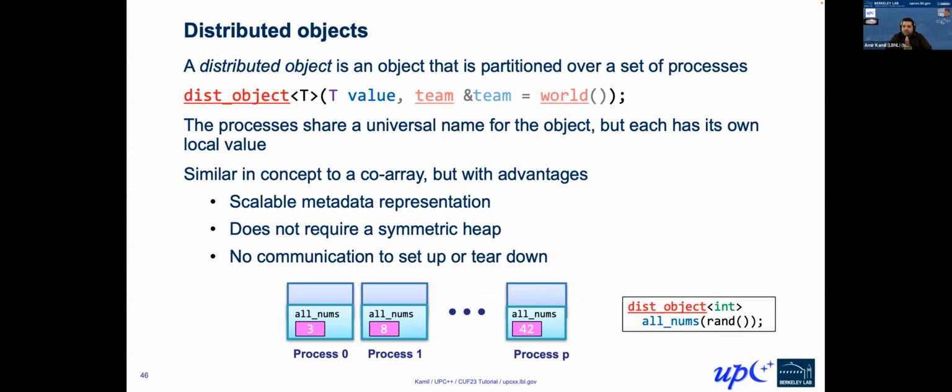Go ahead, Michelle. Well, this is not about this specific example, but there is a question in Slack asking a broader question about what are some reasons one might use UPC++ instead of MPI?